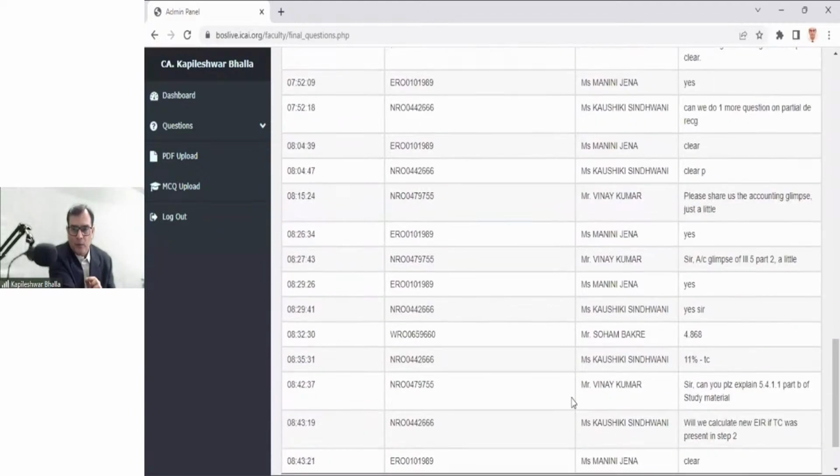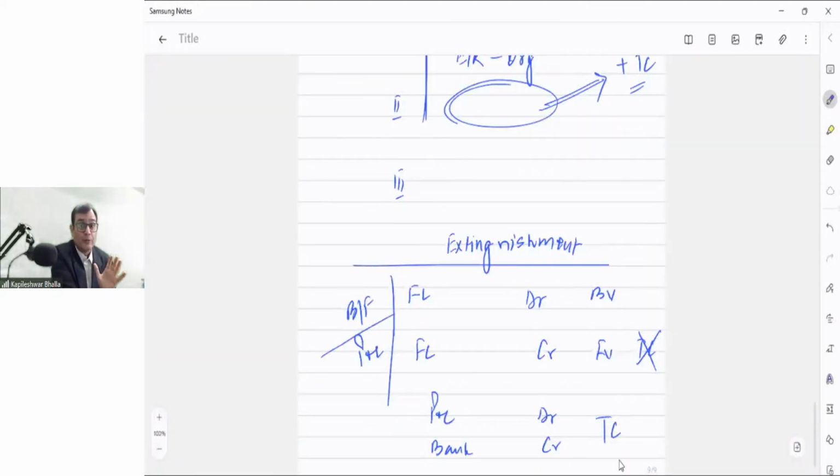And Kaushik, you said, will we calculate the new EIR if the TC was present in step number 2? No. In step number 2, you are not considering any new EIR. Your 10% materiality test is all based on the original EIR itself. It's not going to be based on the new EIR. It's only when you do the entry for the extinguishment accounting that you need to consider that the new liability is being recorded at the new EIR. So now the new financial liability will be unwound. You can say the finance charge will be unwound using that 11% rate of interest.